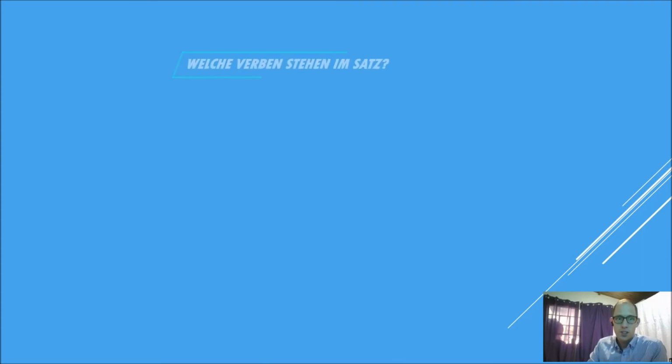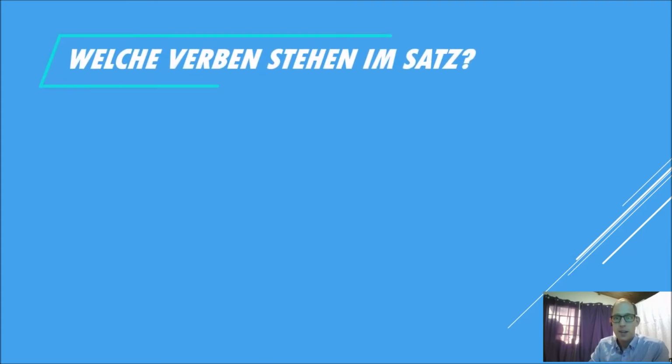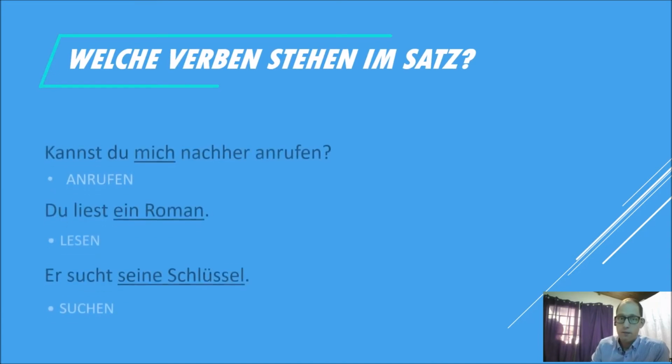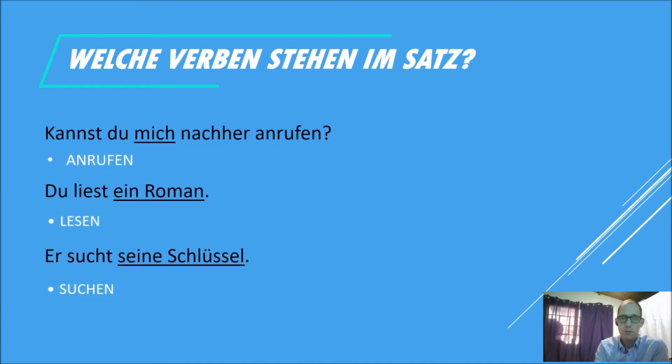Okay, good. So let's see another indicator, our verbs in the sentence. Which verbs do we have in a sentence? For example, we start again with a question. Kannst du mich nachher anrufen? The verb anrufen is also a verb that shows us, okay, I need the accusative. And for this reason here, mich, this is in the accusative case.